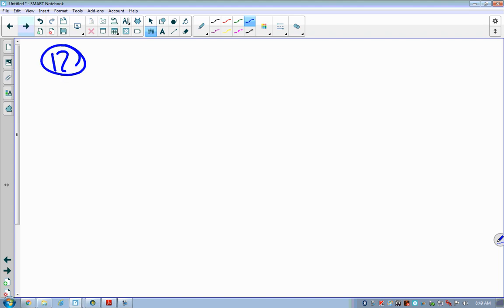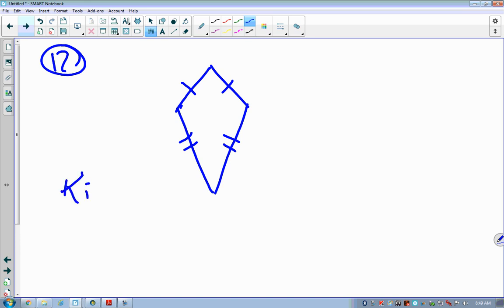Find a counterexample to this conjecture. If a quadrilateral has two pairs of congruent sides, it is a parallelogram. I would say two pairs. We need a counterexample. A kite has two pairs of congruent sides, but it is not a parallelogram. Kite is my counterexample. Okay? So that makes sense. No, because a trapezoid does not have two pairs of congruent sides. It can only have one pair of congruent sides.